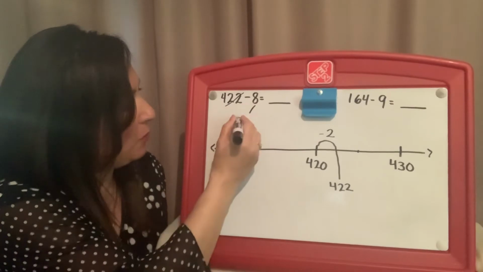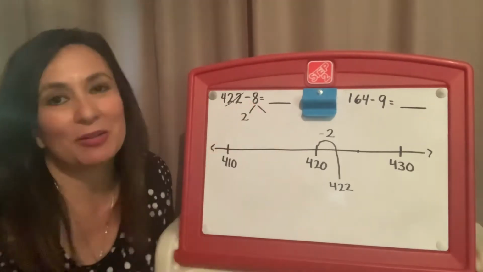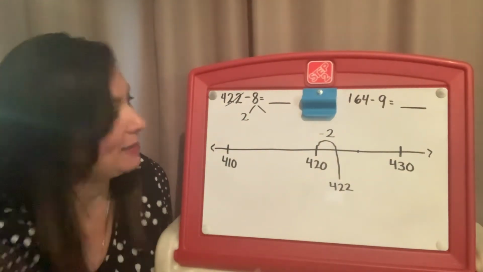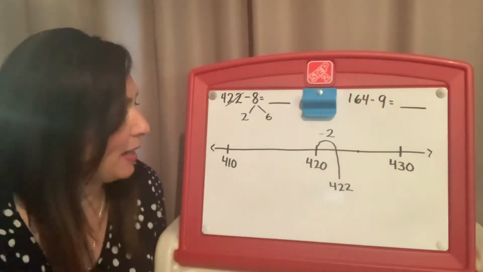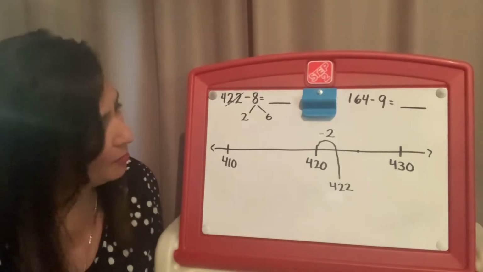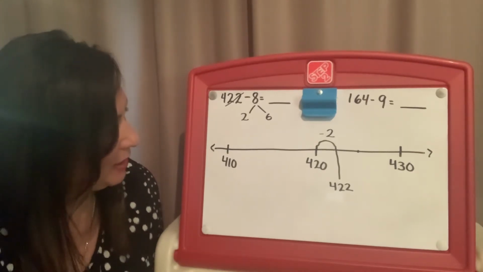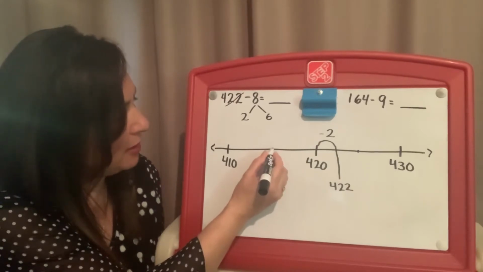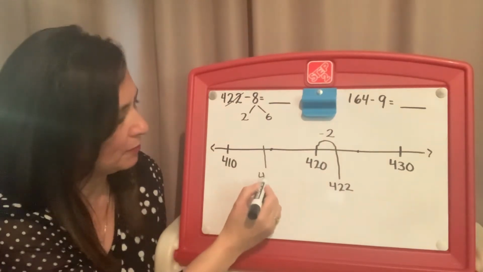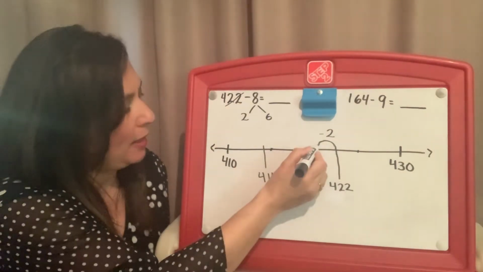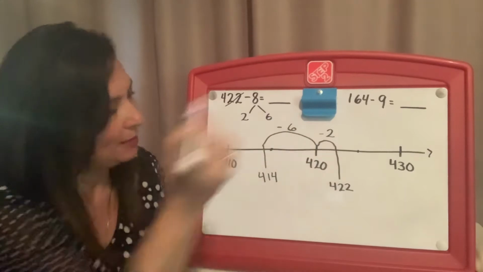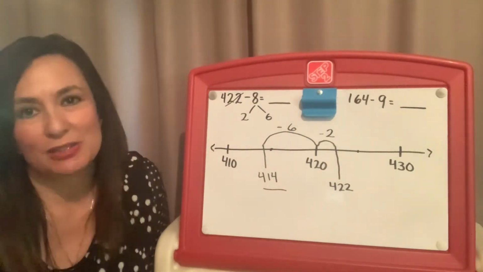Now I've subtracted one part of the 8. I have to figure out what the other part is. Do you know what it is? 2 plus what number equals 8? Say it with me, 6. So I'll write 6 here. And I know I need to jump back another 6. So I know 420 subtract 6 is 414. Well, 415 is the middle number. So 414 would be about right here. And now I'll draw the jump and label it subtract 6. And my difference is 414.